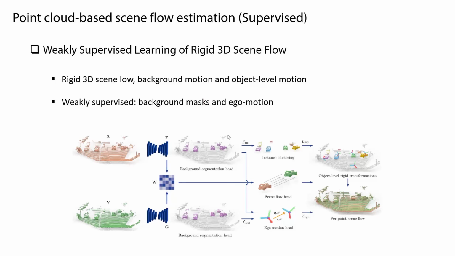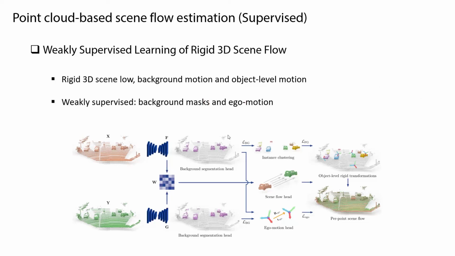Another paper I want to introduce to you is called Weakly Supervised Learning of Rigid 3D Scene Flow. The authors of this work argued that the fully supervised methods trained on simulated data suffered from low generalization, and the unsupervised methods suffered from reduced performance. So they tried to seek an optimal balance between the supervision efforts and the performance.